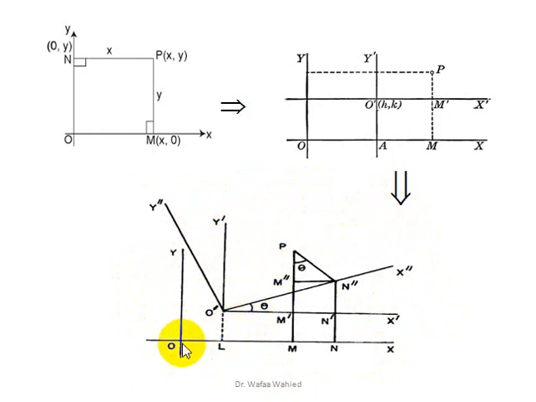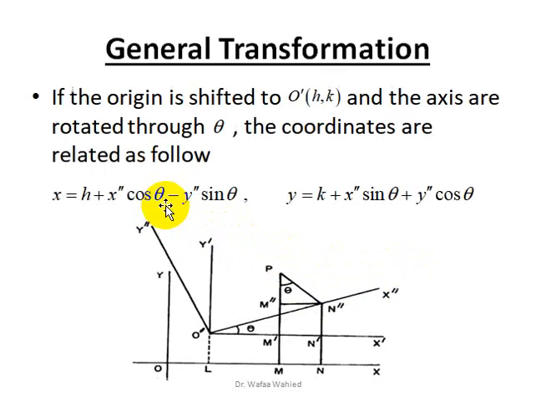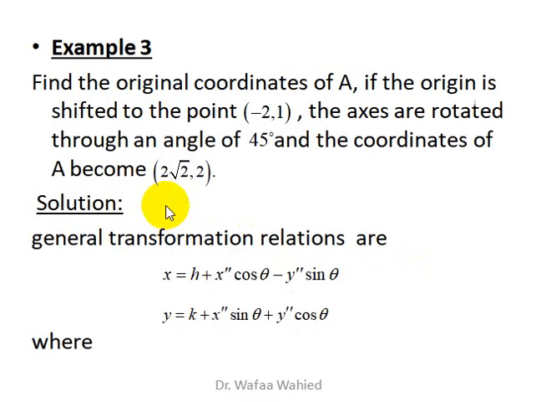So in general transformation we have two steps. First step is transformation of axis from the point O to point O dash. Second step is rotation of x dash y dash plane through an angle theta in anti-clockwise sense to have another plane, x double dash y double dash plane. General transformation of axis.